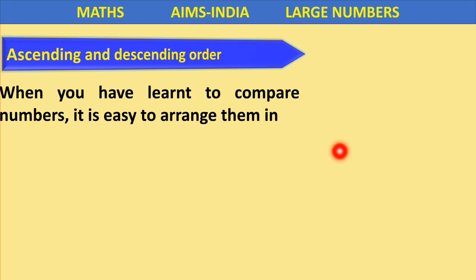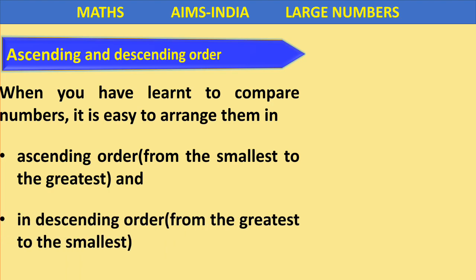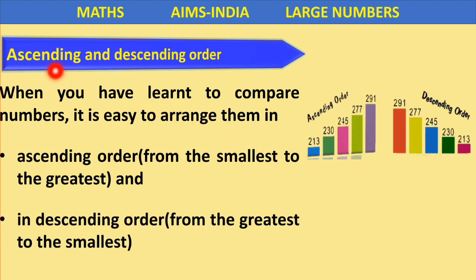Moving on, we have ascending order and descending order. When you have learned to compare numbers, it is easy to arrange them in ascending order and in descending order. We have two types of orders here. One is ascending order and the other is descending order. What did we learn just now? We've learned how to compare numbers, right? Now when we know how to compare numbers, it becomes very easy for us to arrange them in either ascending order or descending order.